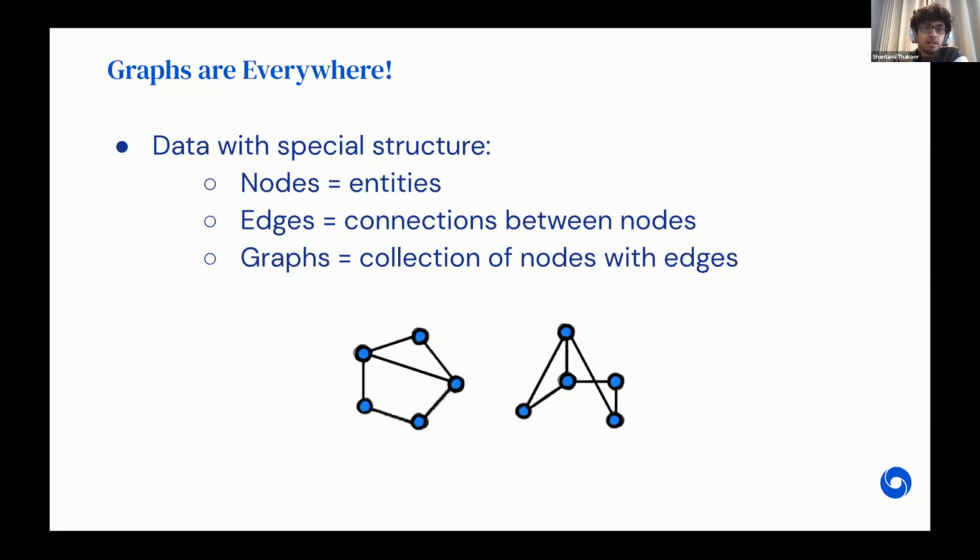So graphs are nothing but data with some kind of special structure. The basic building blocks of them are nodes, which are the entities over which we work. Edges are connections between these nodes. And a graph is just a collection of nodes and the connections between them. And each of these, nodes, edges, and graphs, can have different features associated with them. So at the bottom, we just see these cartoonish examples of graphs.